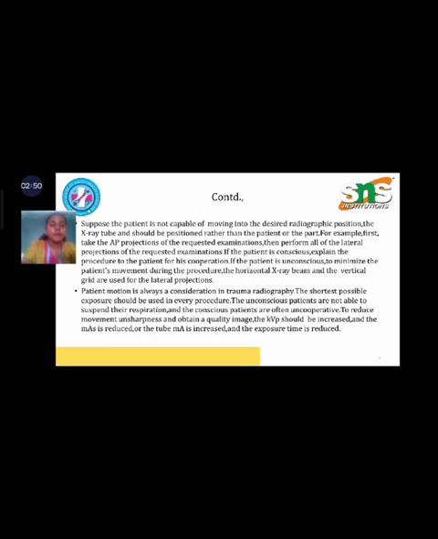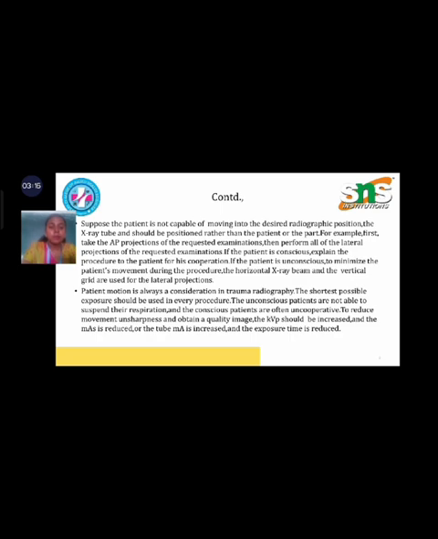For example, first take the AP projection of the requested examination, then perform all the lateral projections of the requested examination. If the patient is conscious, explain the procedure to the patient for his or her cooperation. If the patient is unconscious, to minimize the patient's movement during the procedure, the horizontal X-ray beam and the vertical grid are used for the lateral projection.